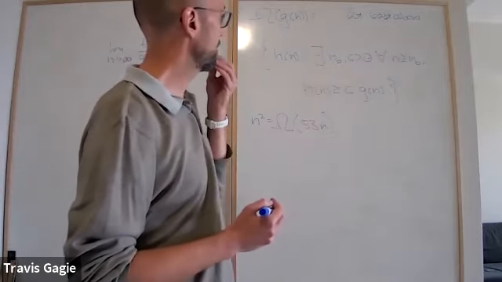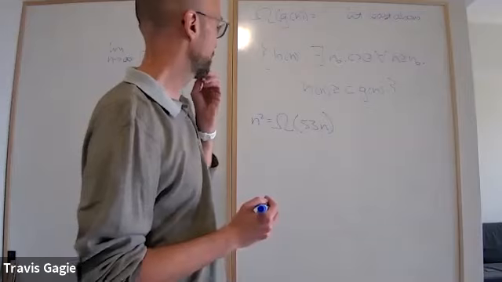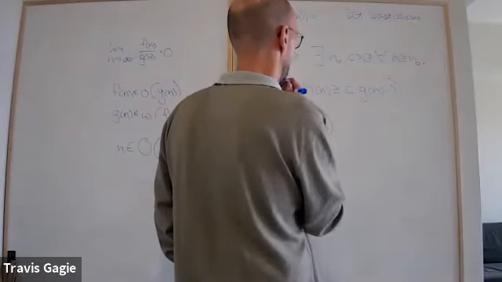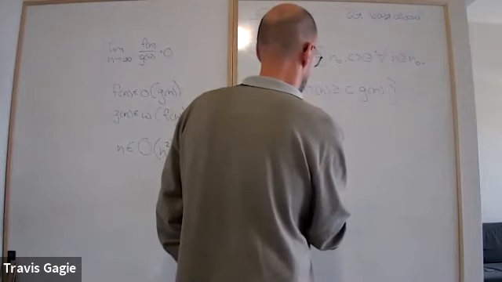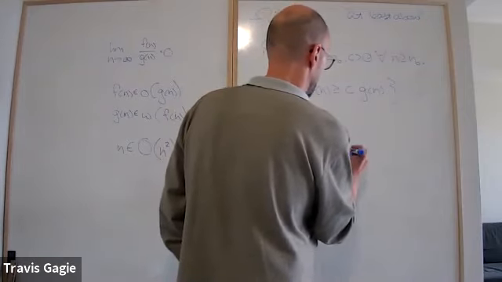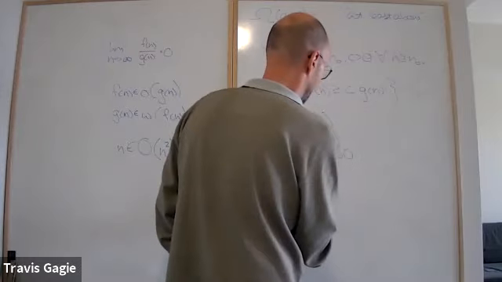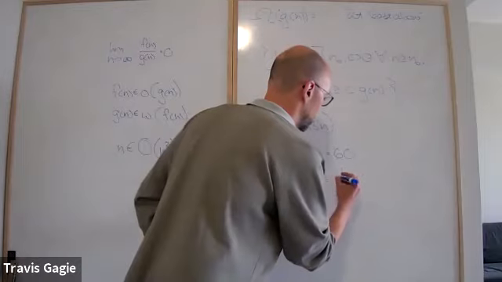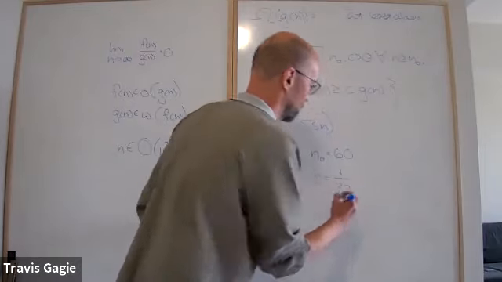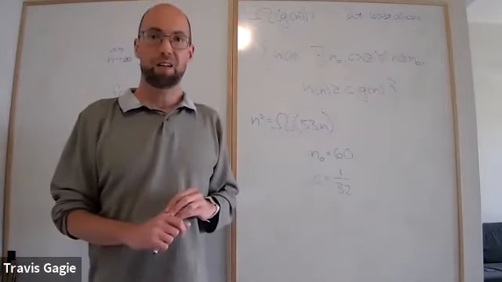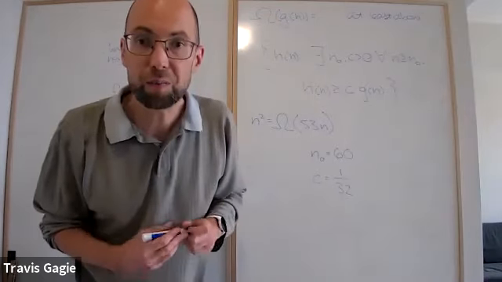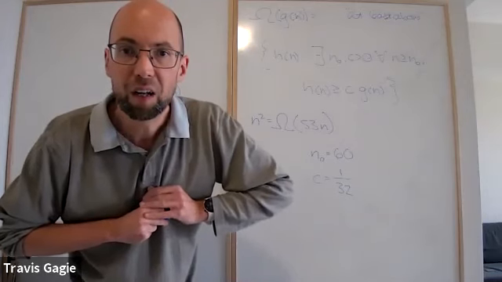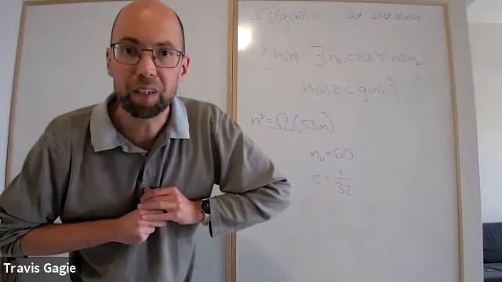Oh no, actually that didn't quite work. Okay, now I'm going to choose n0 equals 60. But now, because I didn't flip the side of c, I'm going to choose c equals 1 over 32. Okay, could it be contained in? Why is n squared in big omega?